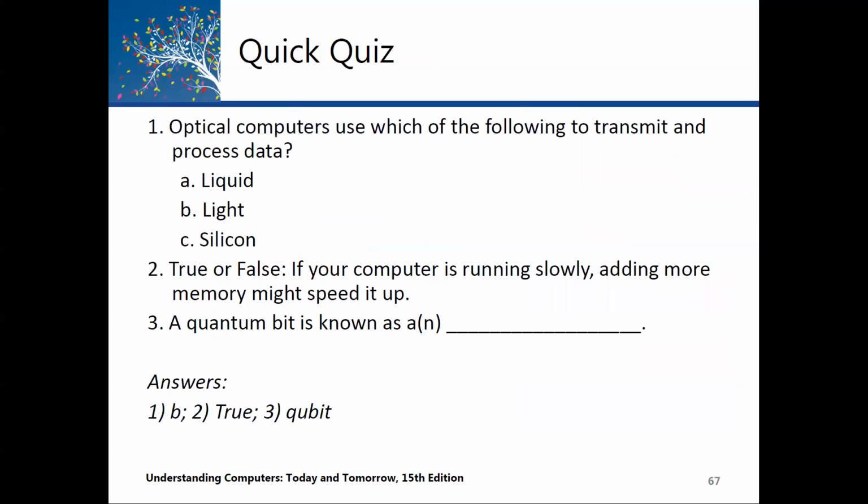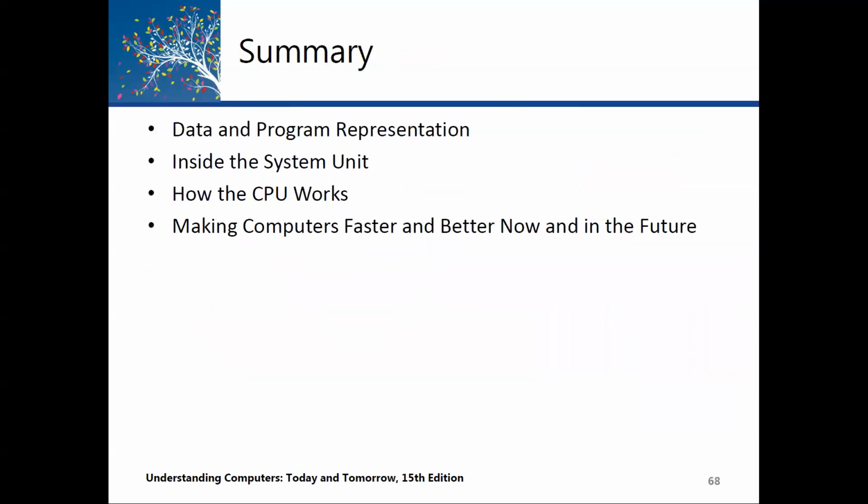So that's all about this chapter. What have we learned in this chapter from the last three video lectures? In the first video lecture, we discussed data and program representation. In the second lecture, we saw what is inside the system unit. And in this lecture, we saw how the CPU actually works, what the machine cycle is, how it works, and then how we can make our computer faster and better now and in the future. We saw different future trends, and we saw what we can do with our existing computers.